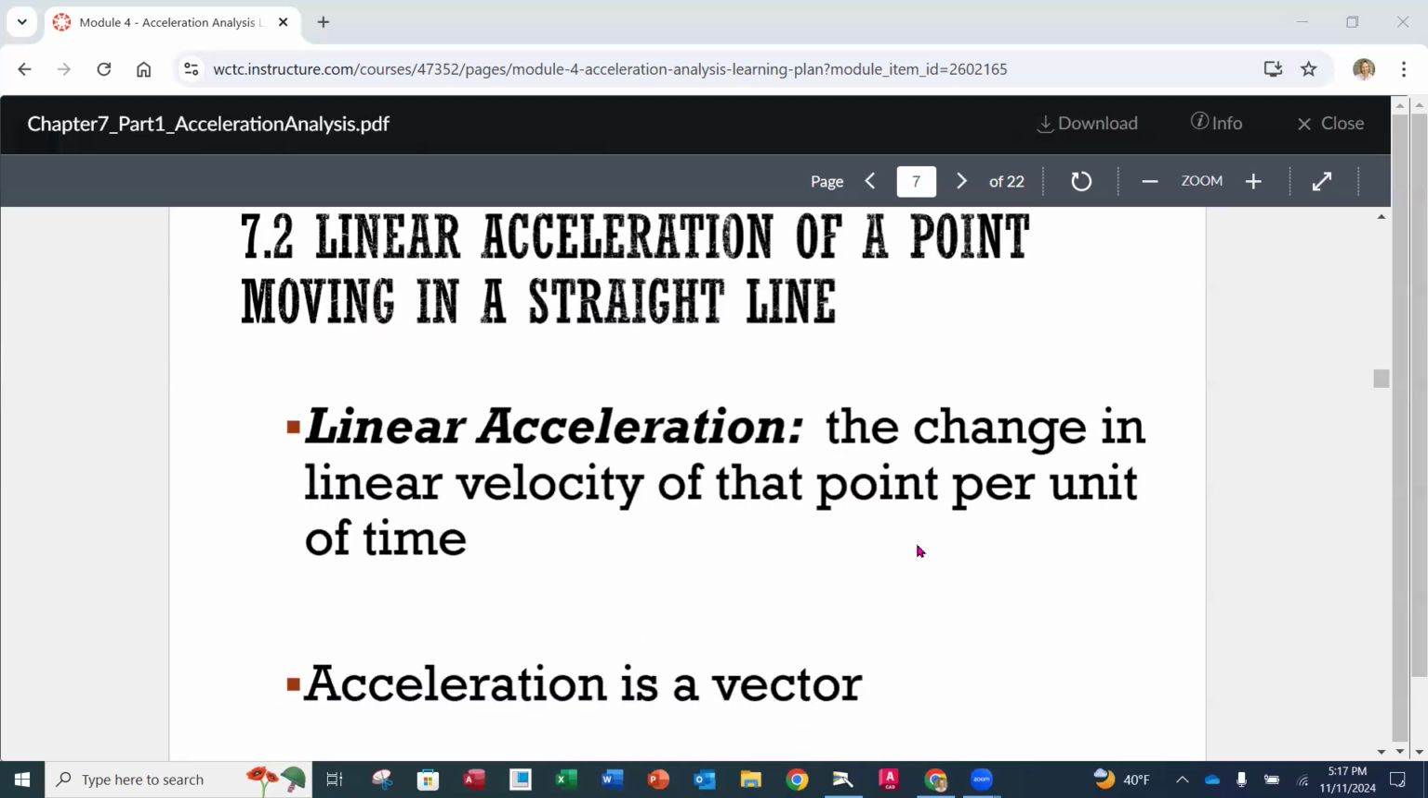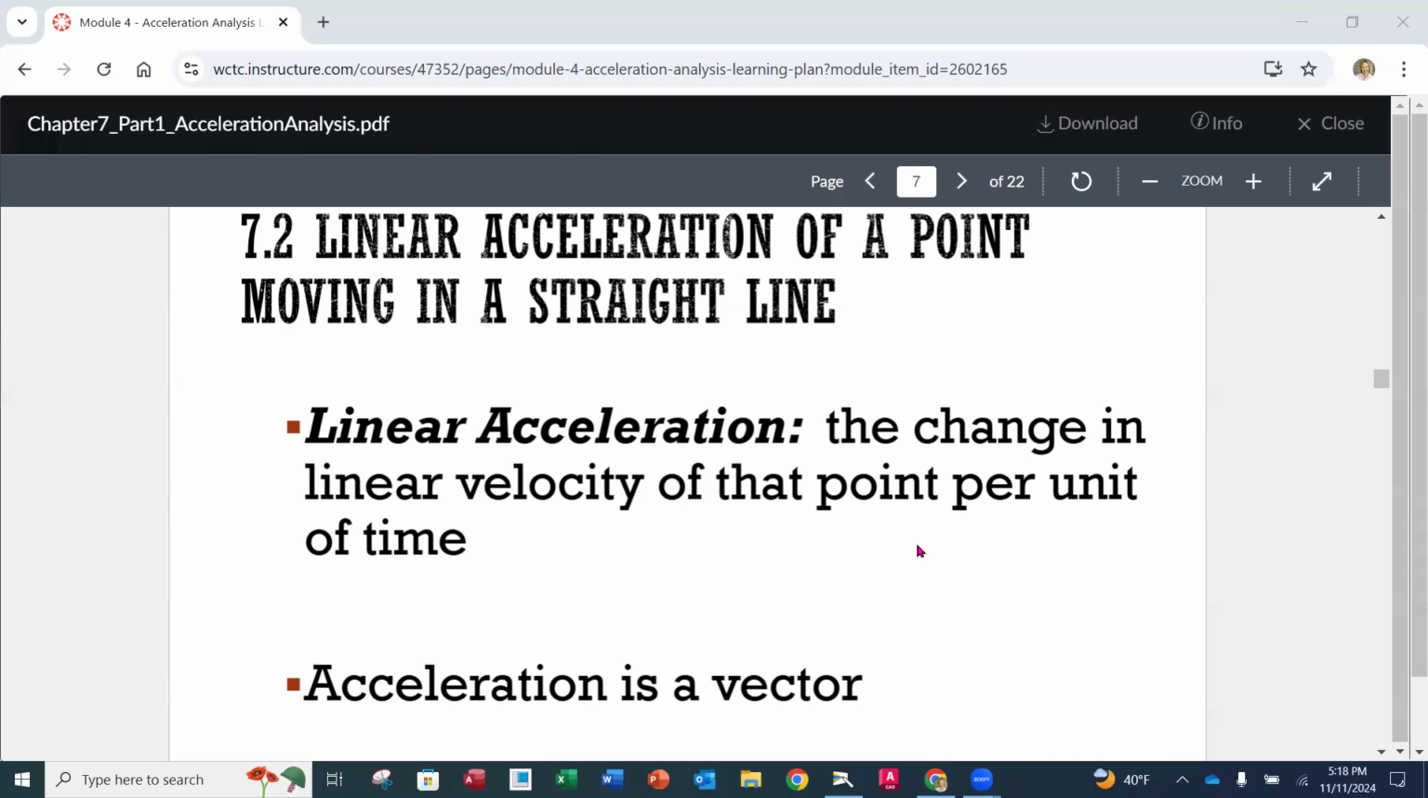Now, when we first start our discussions about acceleration, it's worth backing up, and rather than just looking at a rotating link, let's look at linear acceleration. Linear acceleration is going to be the change in linear velocity. Linear velocity, we know, is the symbol V. Linear acceleration is going to be the lowercase letter a.